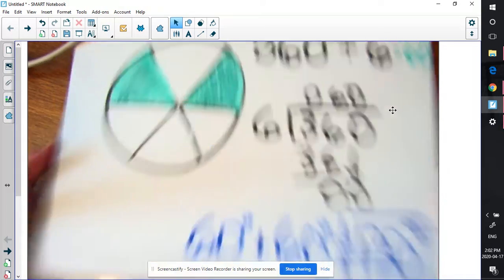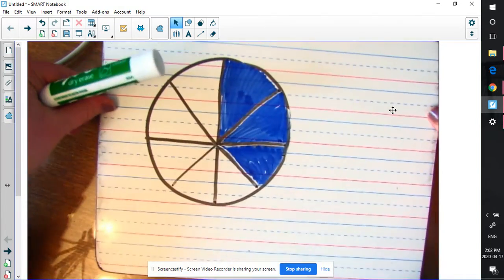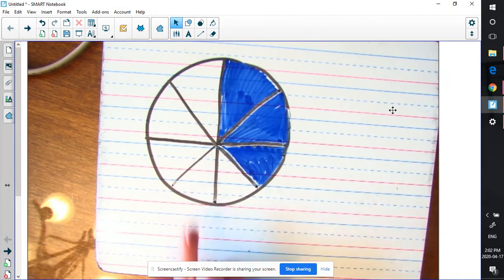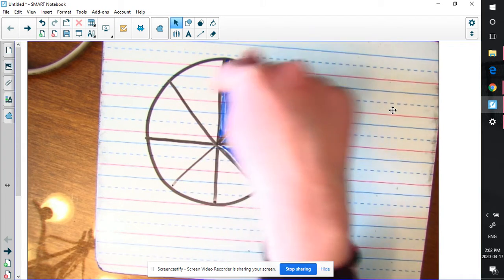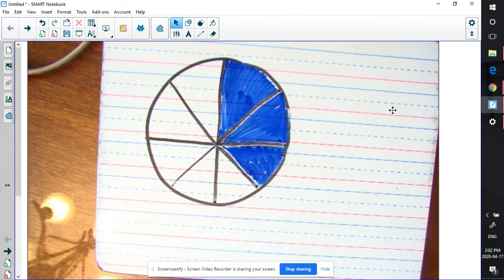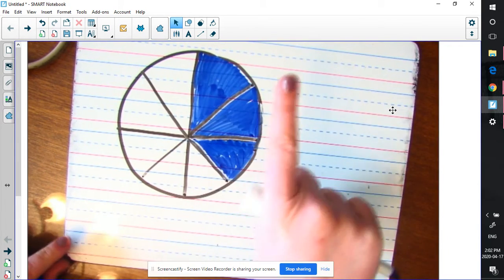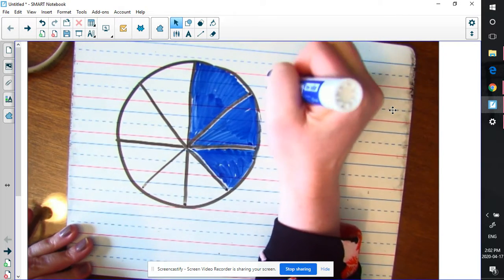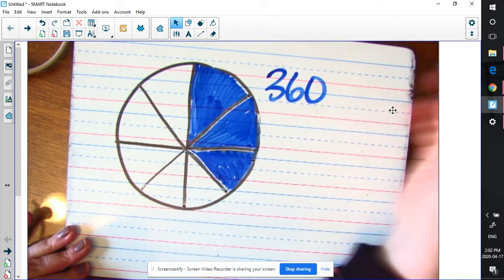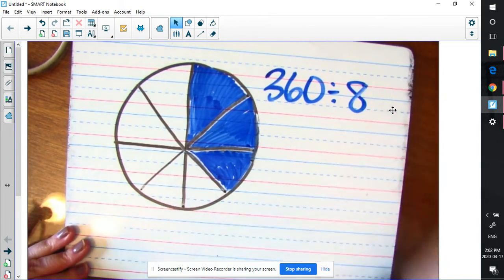Let's try another one. Flip. Now I've got a circle that's broken into 8 pieces, and there are 3 pieces shaded in. So I'm going to start off by finding out what the central angle for one piece would be. To do that, I do 360 degrees divided by 8.